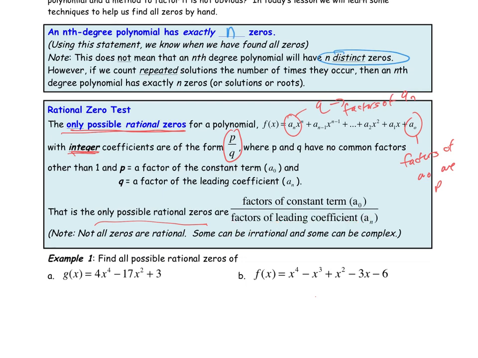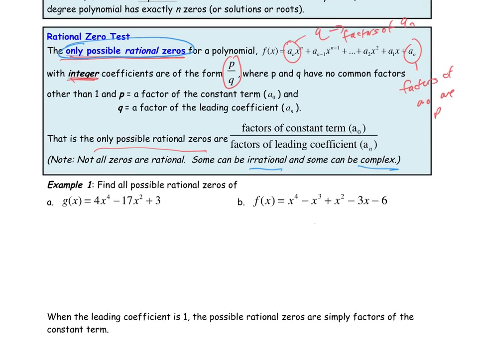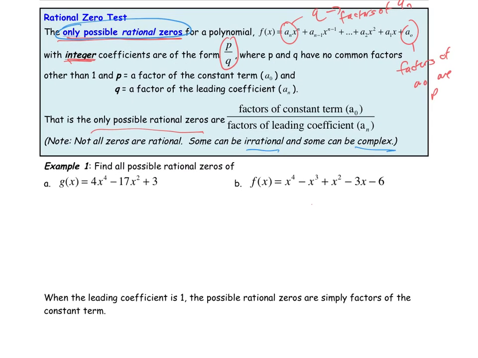Not all zeros are rational. Remember, some can be irrational and some can be imaginary, so complex. So the rational zeros test only helps us find possible rational zeros. It won't help us find all the zeros, but it can be a starting point. So how does the rational zeros test work?